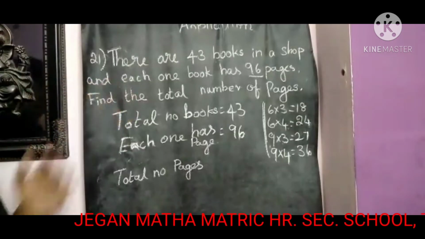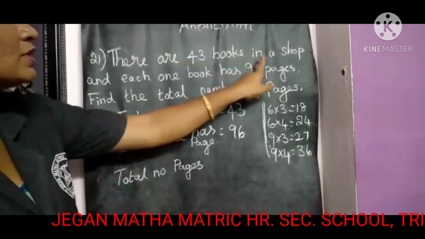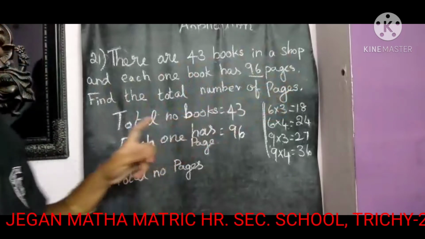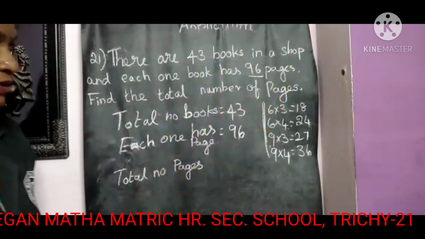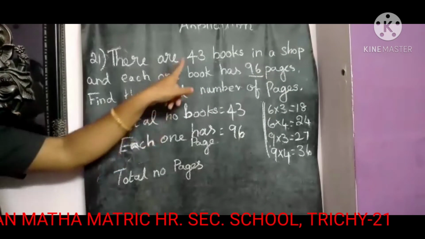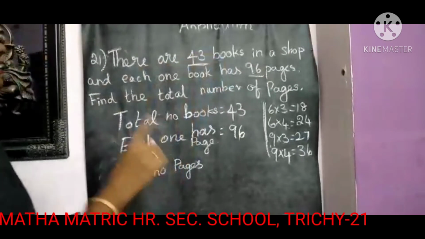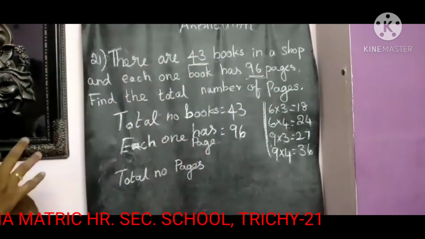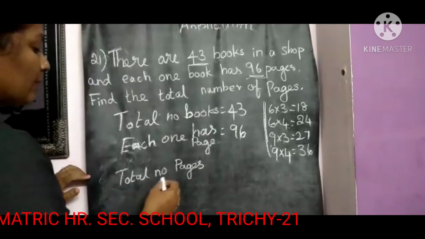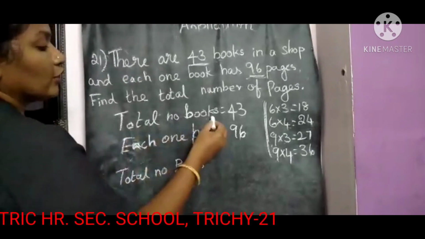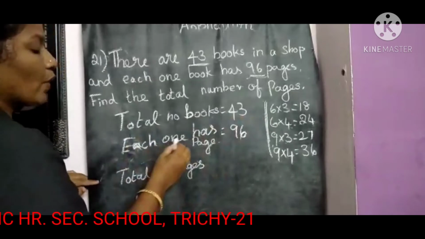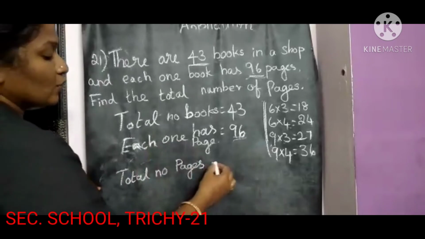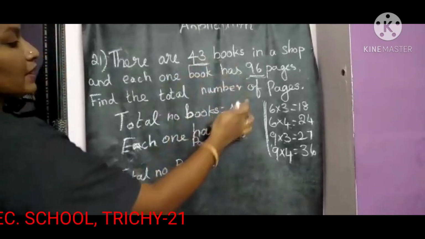Okay, now let's see the second question. There are 43 books in a shop, and each book has 96 pages. Find the total number of pages. You want to find out the total number of pages. The total number of books is 43 and each one has 96 pages. So total number of pages means you want to multiply 43 with 96.